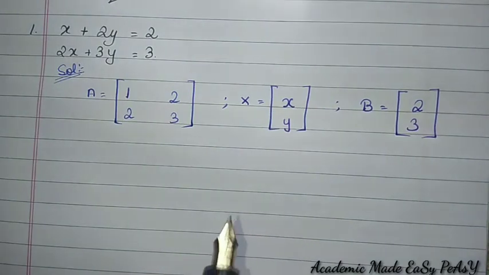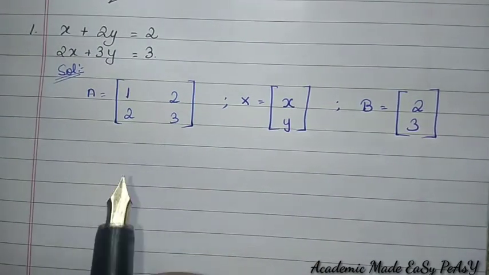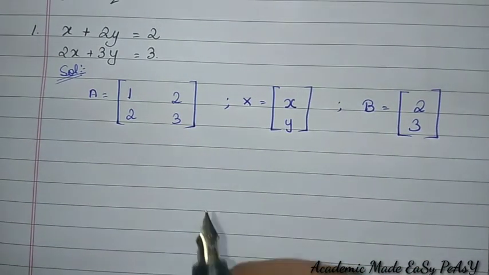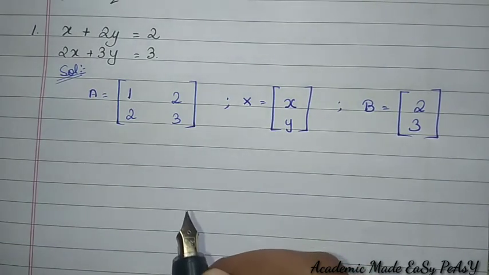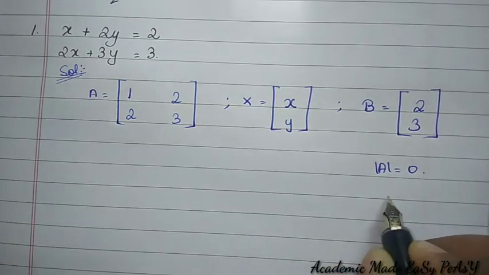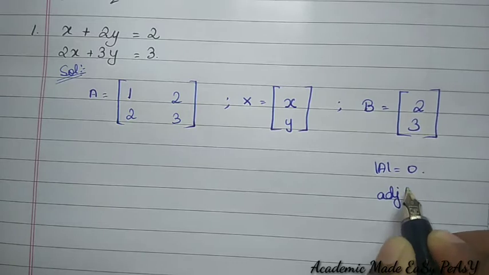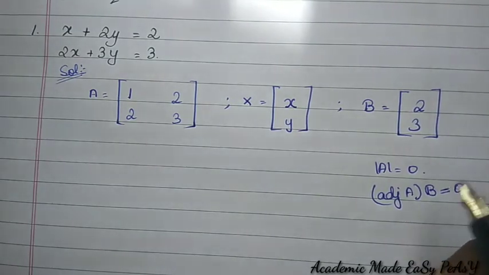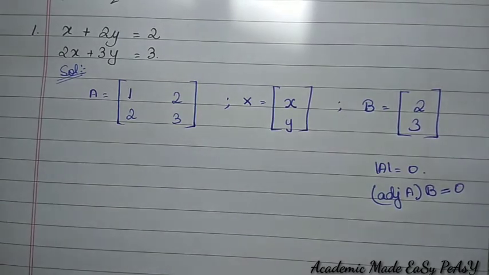Now I will be checking the consistency. For consistency, you just want to check the determinant of A. If determinant of A is not equal to 0, then you can directly say that it is consistent. If the determinant of A is equal to 0, then you have to find the adjoint of A and multiply it with B. If that is equal to 0, then it is consistent. If it is not equal to 0, then it is called an inconsistent equation.